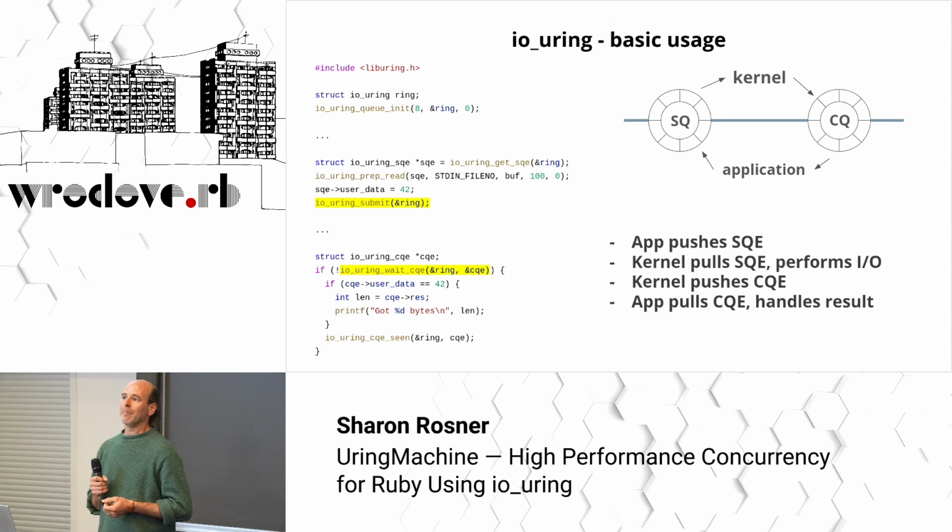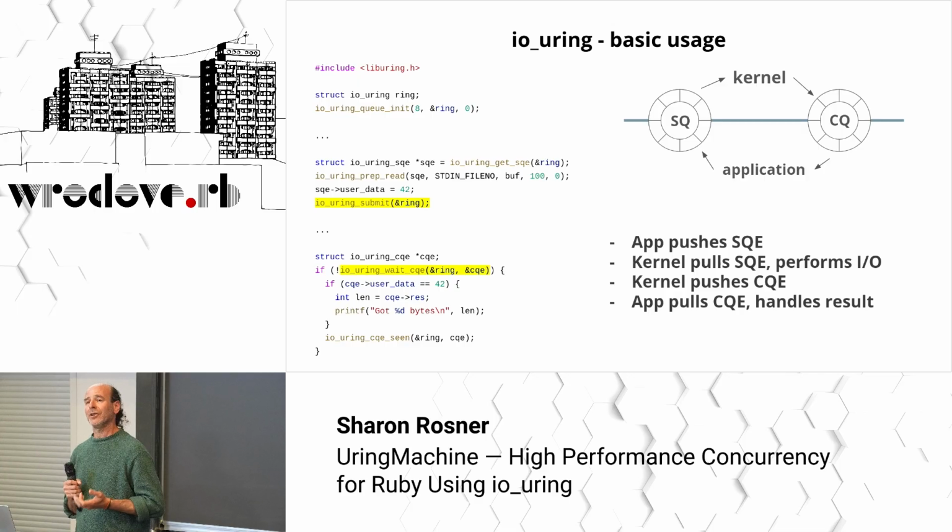operation. Now, the user data can be a tag, it can be an ID, it can be a pointer to some C data structure. And this value will be copied by the kernel into the completion entry once the I/O operation is completed. And this will allow us to identify the I/O operation that we're dealing with. So we prepare the SQE, and then we call io_uring_submit. This is actually a wrapper around a system call called io_uring_enter.